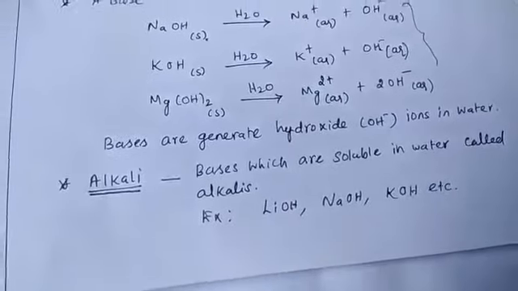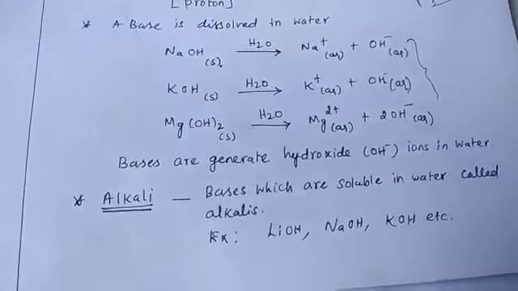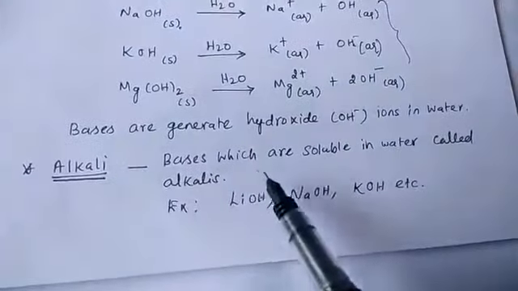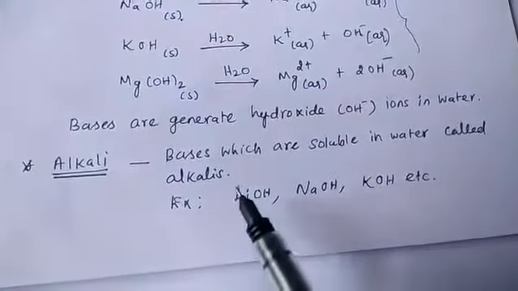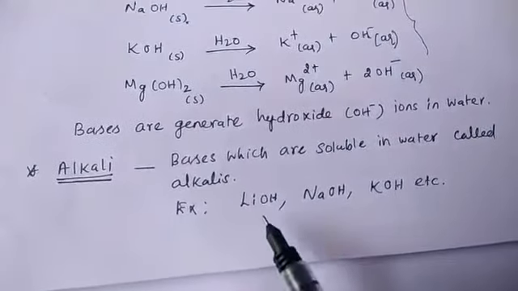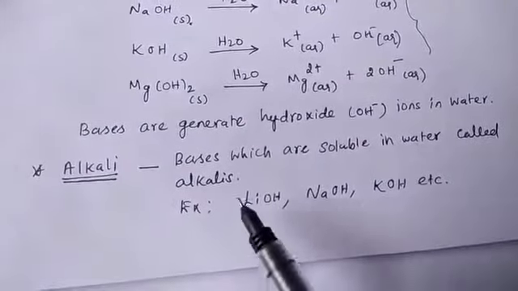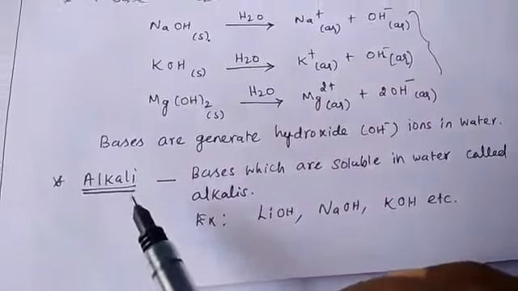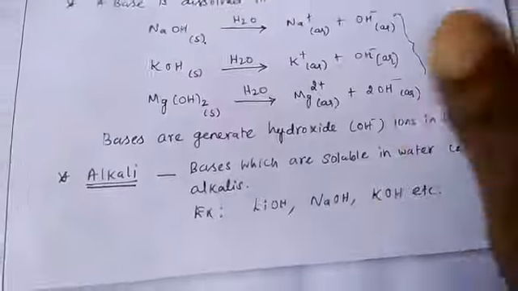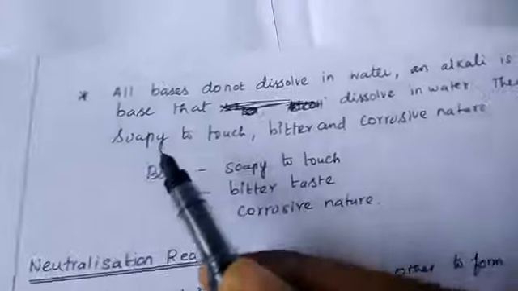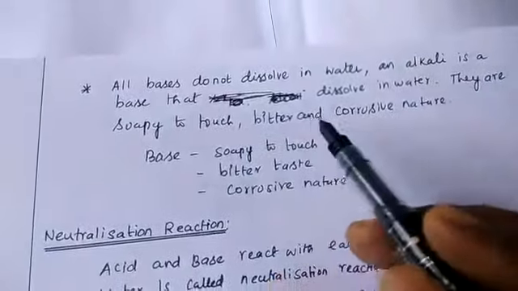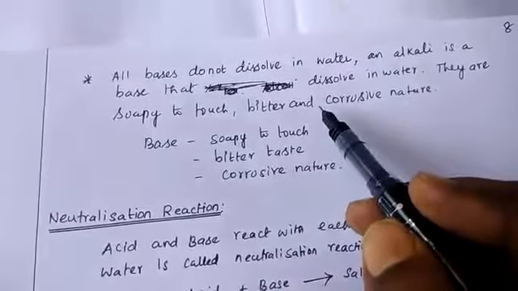Now next, alkali. What is the meaning of alkali? A soluble base is known as alkali. Bases which are soluble in water are called alkali. For example, lithium hydroxide, sodium hydroxide, potassium hydroxide. These bases dissolve in water, so they are known as alkali. Not all bases dissolve in water. An alkali is a base that dissolves in water. So a soluble base is known as alkali.